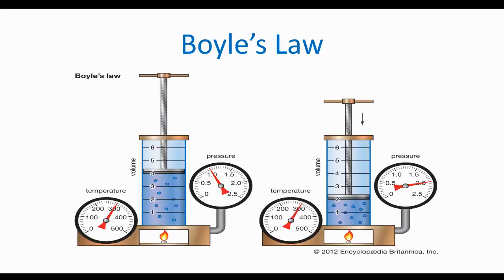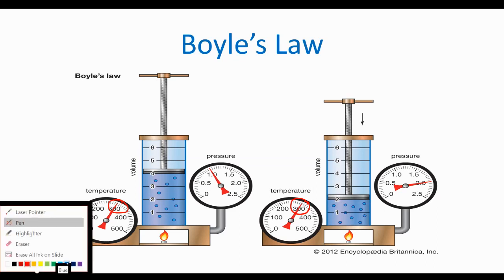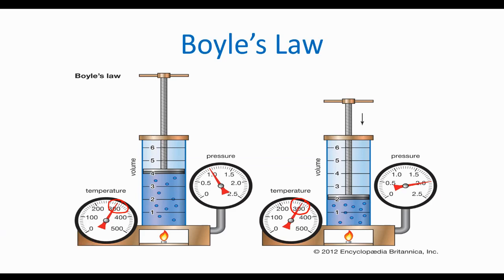Boyle's law is another example of a law. It describes the relationship between pressure and volume of a gas at constant temperature. This picture shows that the temperature in this system remains the same, constant, which is 300. And in this experiment, we have a gas. At first, we have the pressure of the gas at 1, and we have the volume of the gas at 4.